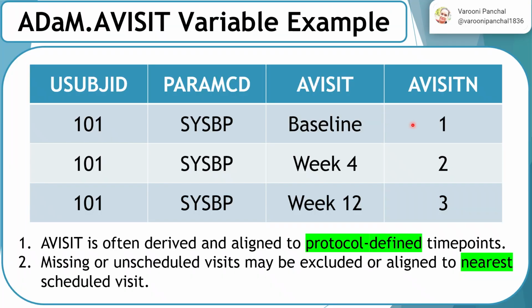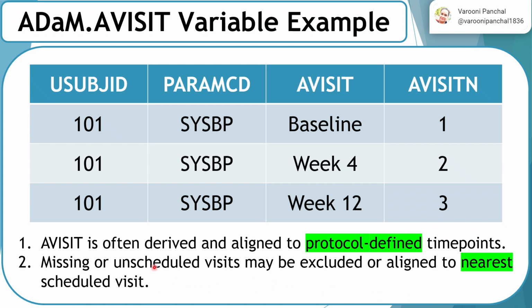the treatment is given, but in the next dose your measurement is taken, right? So those all correspond to these specific visits. Now AVISIT is often derived and aligned to protocol defined time points. Missing or unscheduled visits may be excluded or aligned to the nearest scheduled visit.